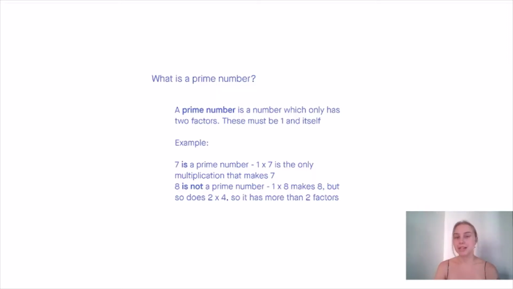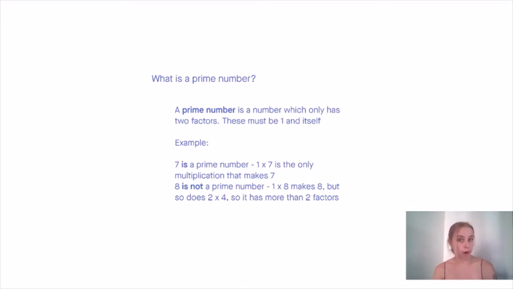So before we look at factorisation, we need to look at what is a prime number. A prime number is any number which only has two factors, 1 and itself. So it can't be divided by any other numbers to get an integer. For example, 7 is a prime number. 1 times 7 is the only multiplication you can do that will give you the answer of 7 if you're only using integers. If you divide 7 by any other integer, you will not get a whole number.